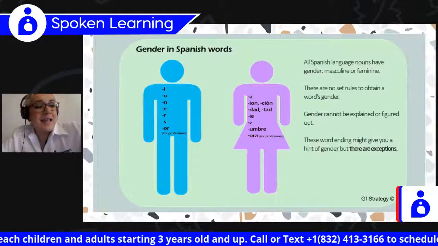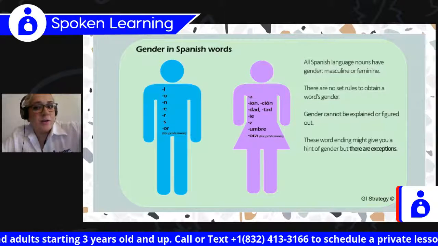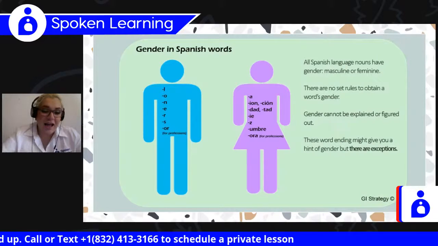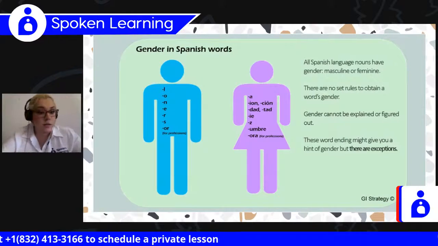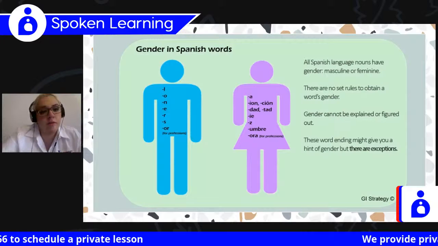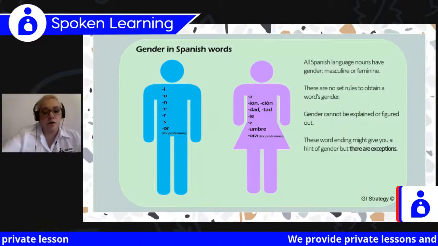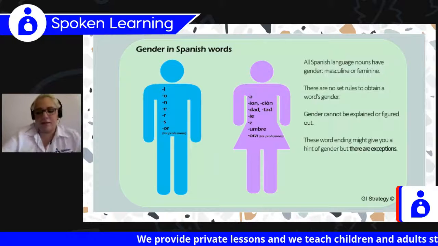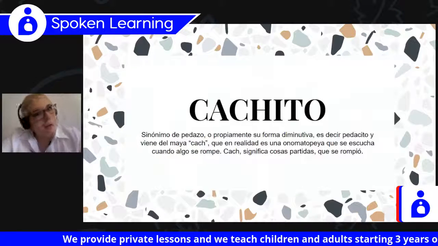So basically that's a little hint of how you can identify the genders in Spanish, and also how to make plural some nouns, right? Very good. So that will be almost everything, because of course we can't go without the word of the day.